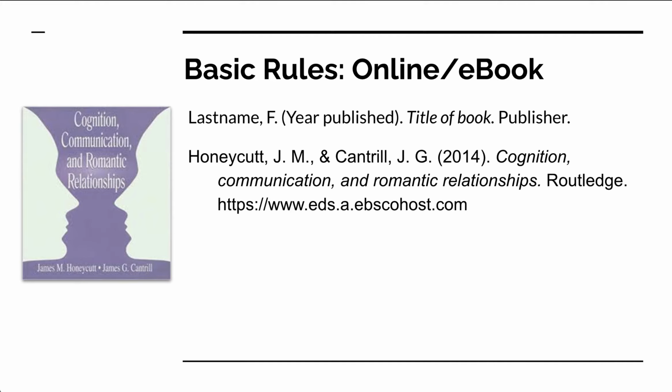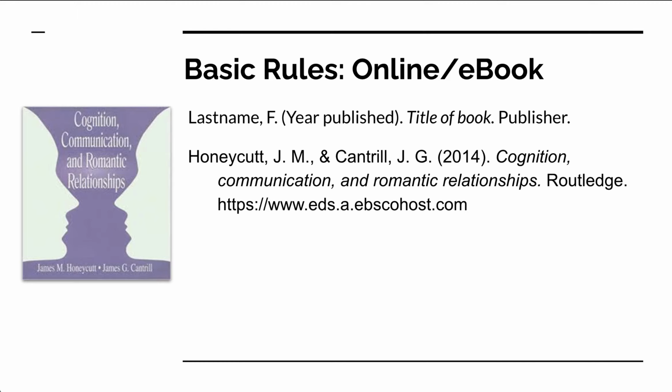So in this case, we have Honeycutt, comma, J., M., and the second author listed, Cantrill, comma, J., G. In APA style, you'll also note that the date of publication comes right after the author's name and is included in parentheses. After the year of publication, you'll put the title of the book in italics and note the capitalization. You only capitalize the first word of the title.